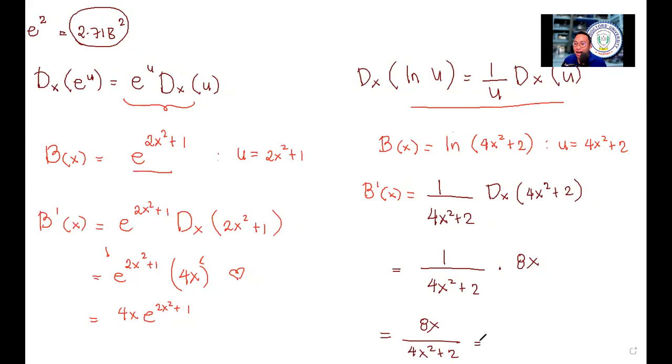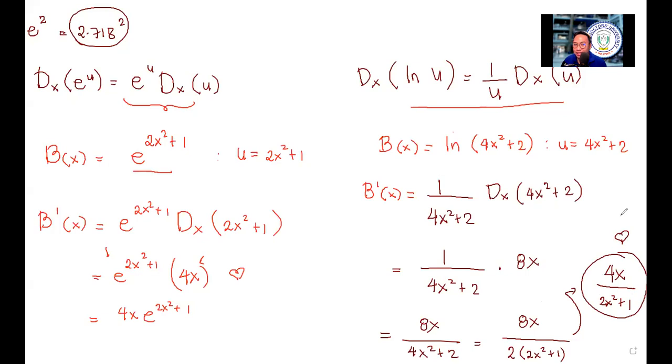What is a common term that you can factor out from the denominator? 2. Very good. So we can factor out 2. That's going to be 2x squared plus 1. So we can simplify this. Which one can be simplified? The 8 over 2. Agree? And 8 over 2 is equal to 4. So basically, the expression becomes 4x over 2x squared plus 1. This is your final answer.